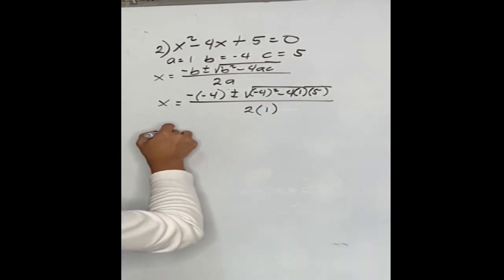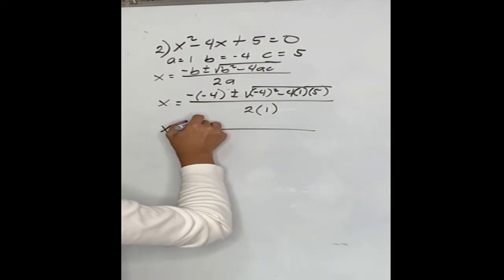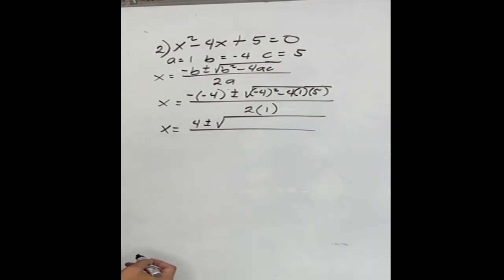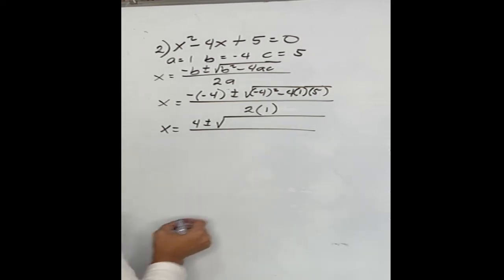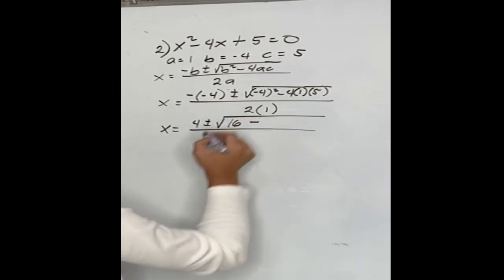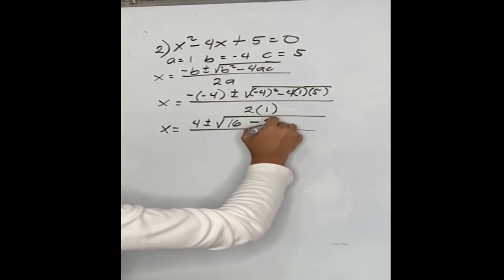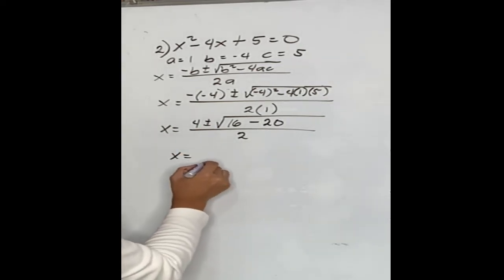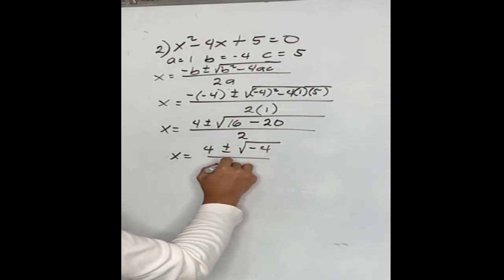times 1. Let's continue. X is equal to negative of negative 4 is positive 4 plus minus square root of negative 4 squared, you will get 16 minus 4 times 1 times 5, you will get 20 over 2. So x is equal to 4 plus minus square root of negative 4 all over 2.